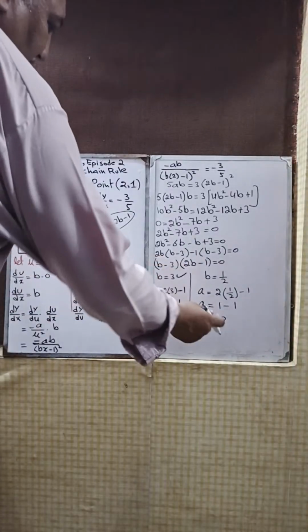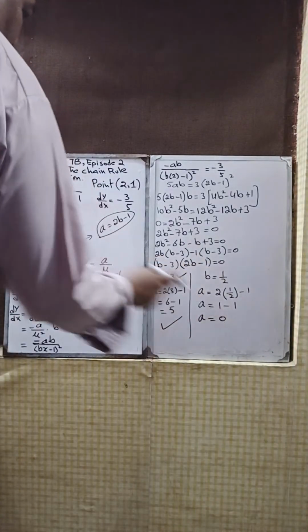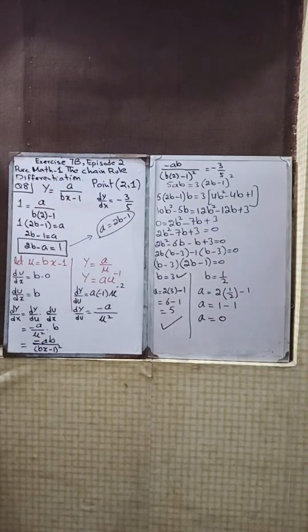This set is not taken because when you put a as 0 here, this whole thing becomes 0. So this is no more a curve, it becomes a straight line. y equals 0 is a straight line, the x-axis, that is the straight line.